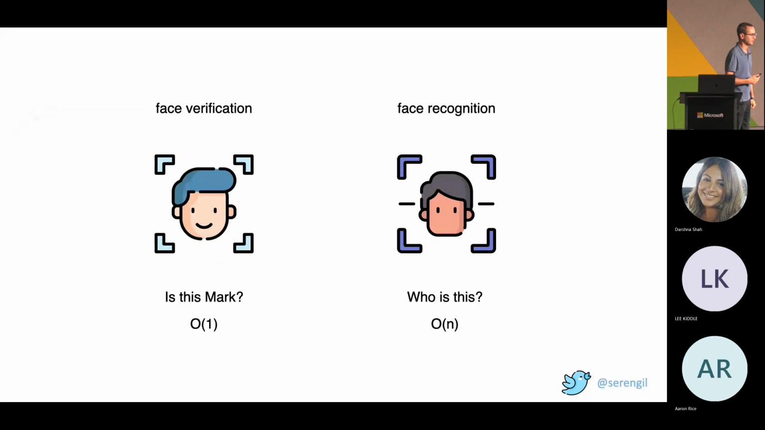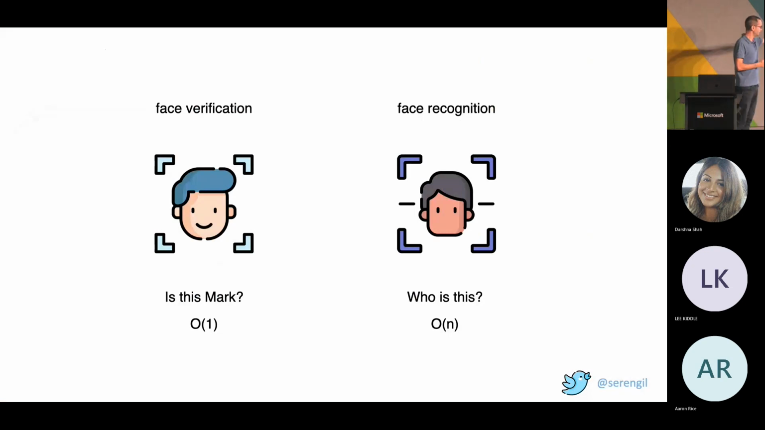Because, for example, I want to log into my bank account with my face. My facial image is stored in the database of my bank. And when I want to log in, my image is taken at that moment, and it's going to compare it with the image in the database. So the task is: is this Sefik or is this someone else?